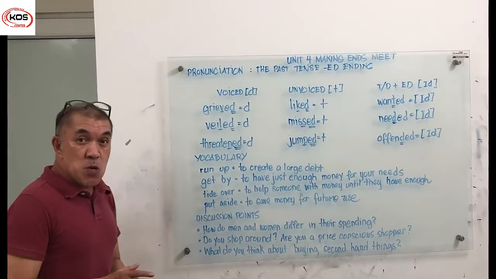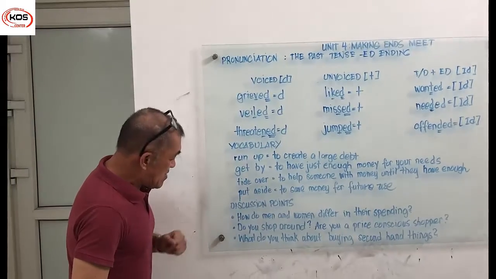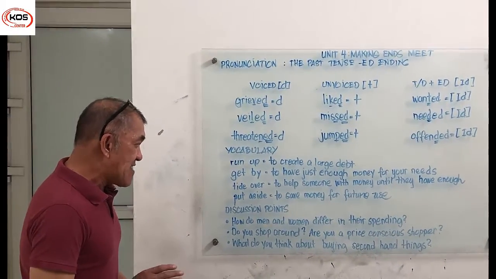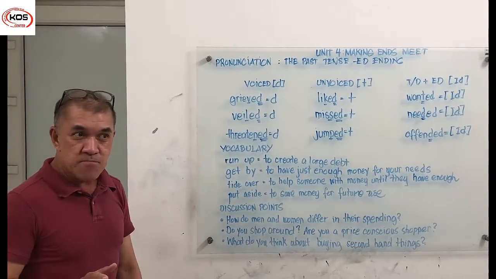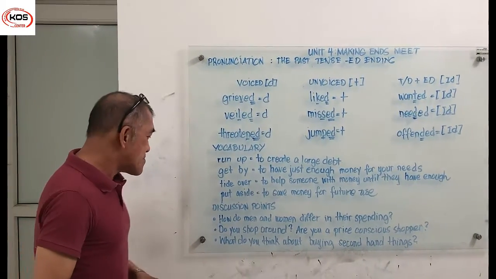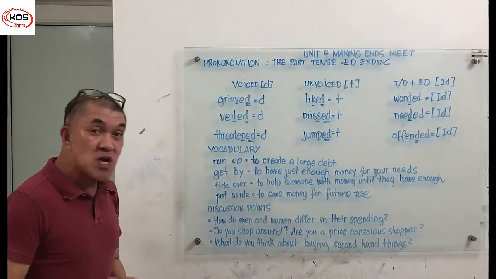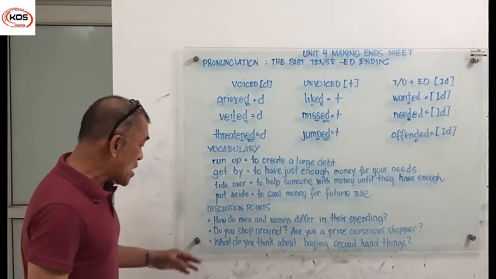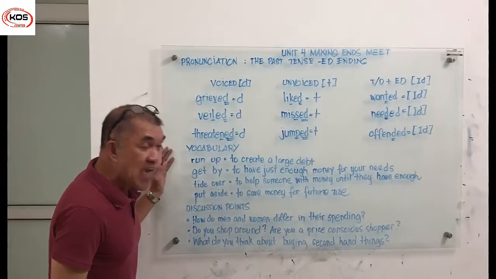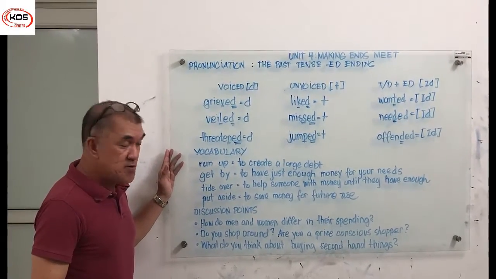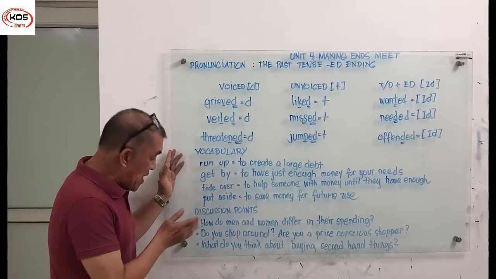Now, for the discussion points, let's read the first one. How do men and women differ in their spending? How are they different? Number 2, do you shop around? Are you a price-conscious shopper? And next, what do you think about buying second-hand things? You understand the word second-hand, right? It means not new. So those are your discussion points. Pick one that you like.